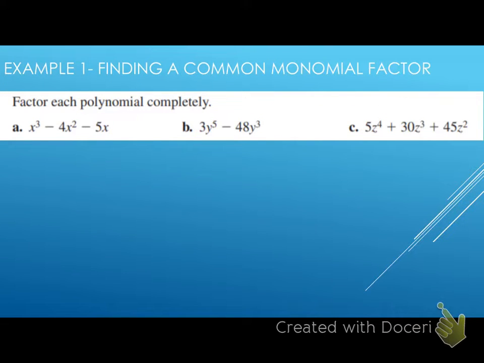Factor each polynomial completely. Letter A, x cubed minus 4x squared minus 5x. What's the very first thing we always need to look for when we're factoring any polynomial? GCF, right? Always look to see if there's a GCF that I can factor out first. Looking at my coefficients, I've got 1, negative 4, negative 5. Are there any numbers that would go into all three besides 1? No, so I can't factor out a number.